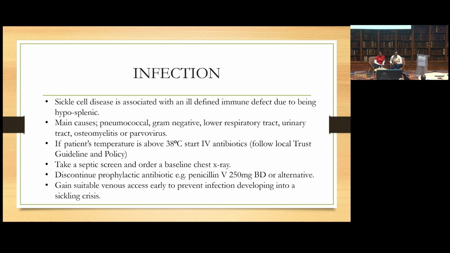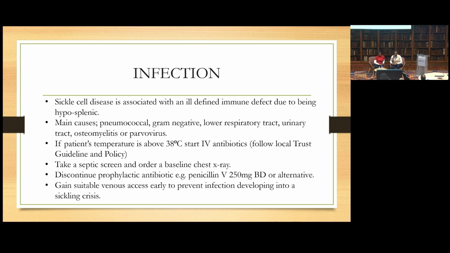So, infection in acute pain crisis. Sickle cell disease is associated with ill-defined immune defects due to being hyposplenic. The main causes will be pneumococcal, gram-negative, lower respiratory tract, urinary tract, osteomyelitis, and parvovirus. If the patient's temperature is above 38 degrees, we usually start IV antibiotics. We normally follow the local trust guidelines and policy, and also the antimicrobial team have input on which antibiotics to start with, depending on the findings.